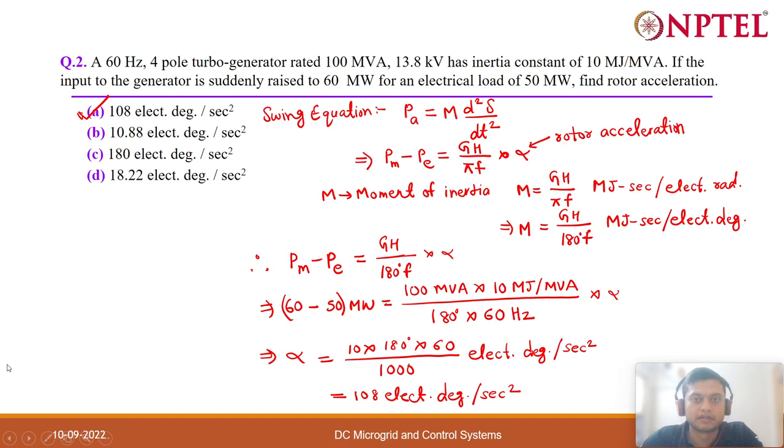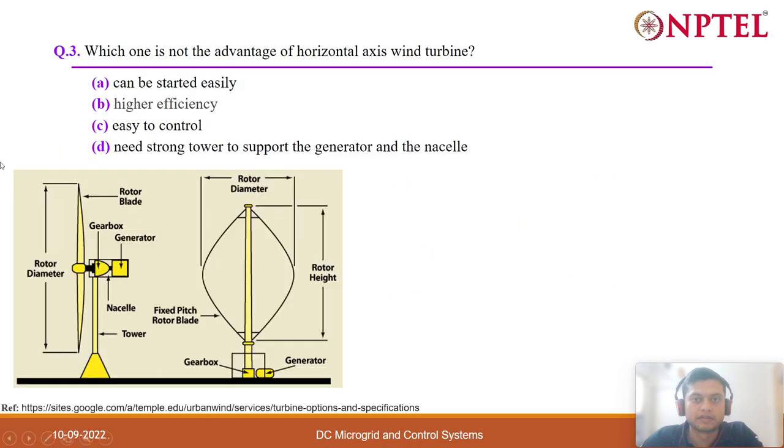Now let us see the third problem. Which one is not the advantage of a horizontal axis wind turbine? Option A is can be started easily, B is high efficiency, C is easy to control, and option D is need a strong tower to support the generator and the nacelle.